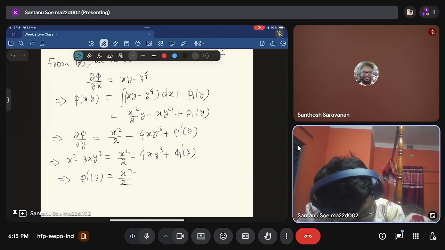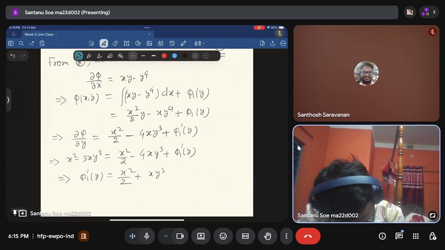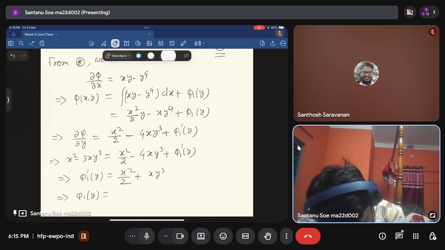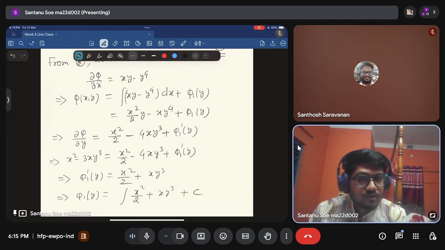So x square by 2 plus xy cube. Okay. So now we can do the integration with respect to y. So this will be phi 1 of y equals the integration of x square by 2 plus xy cube plus c. Since there is only one variable y, after the integration we'll get only a real constant, not any constant function of x or y.